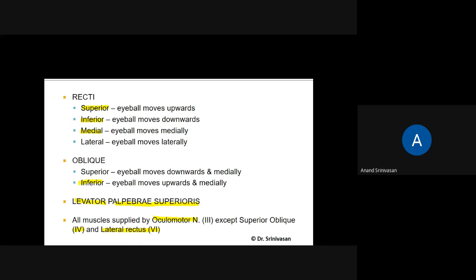So: superior rectus, inferior rectus, medial rectus, lateral rectus. Then superior oblique and inferior oblique. Superior oblique moves the eye downwards and medially, inferior oblique upwards and medially. Levator palpebrae superioris helps in opening the eyelid. All are supplied by the oculomotor nerve except for the superior oblique and lateral rectus.